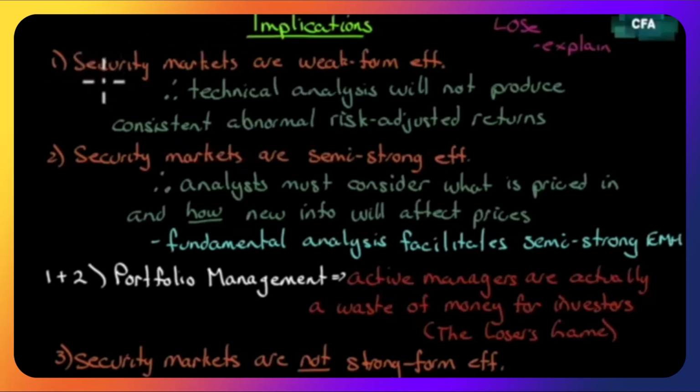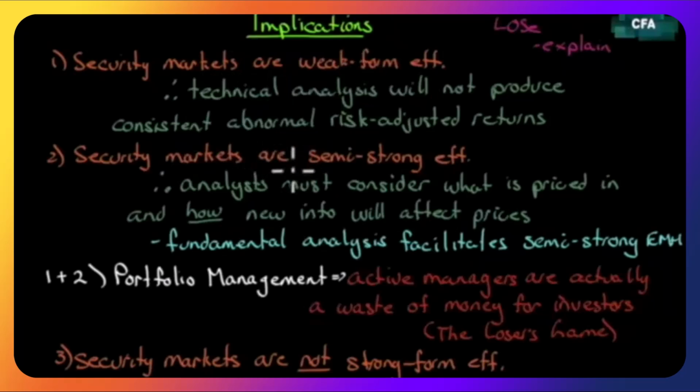Conclusions that we got to. Number one, security markets are weak form efficient. Number two, security markets are semi-strong efficient. So the implication of number 1 is that technical analysis will not produce consistent abnormal risk-adjusted returns. So we can eliminate technical analysis at the very first hurdle, weak form.